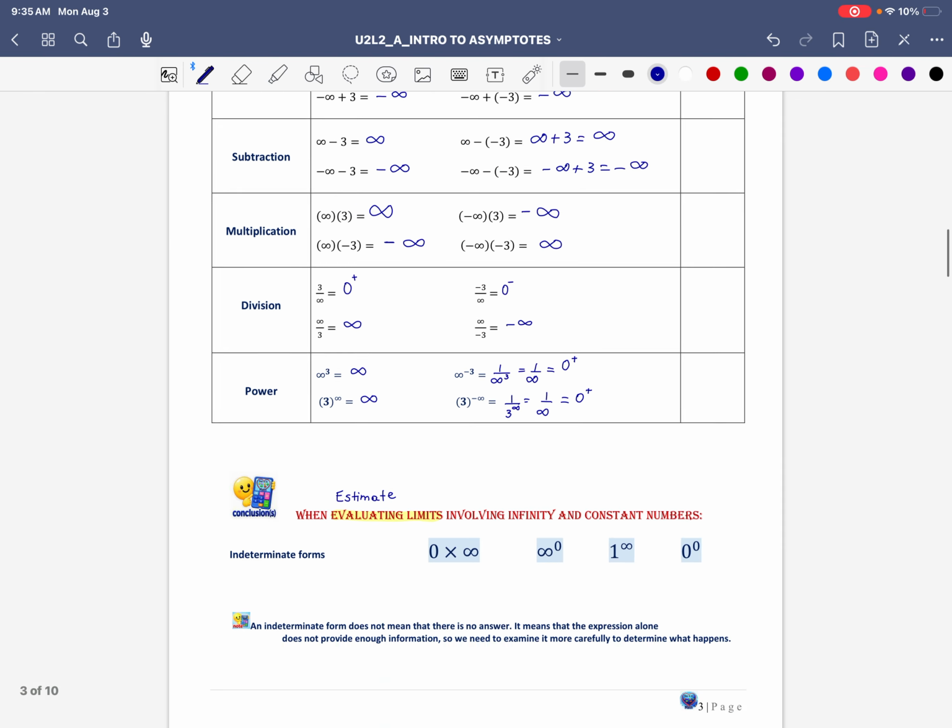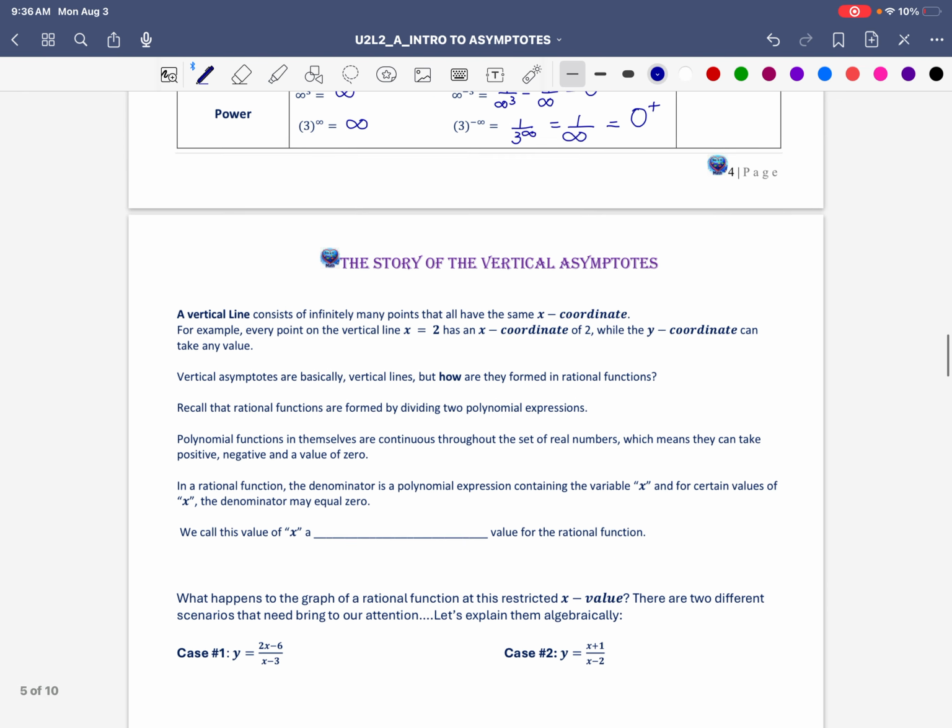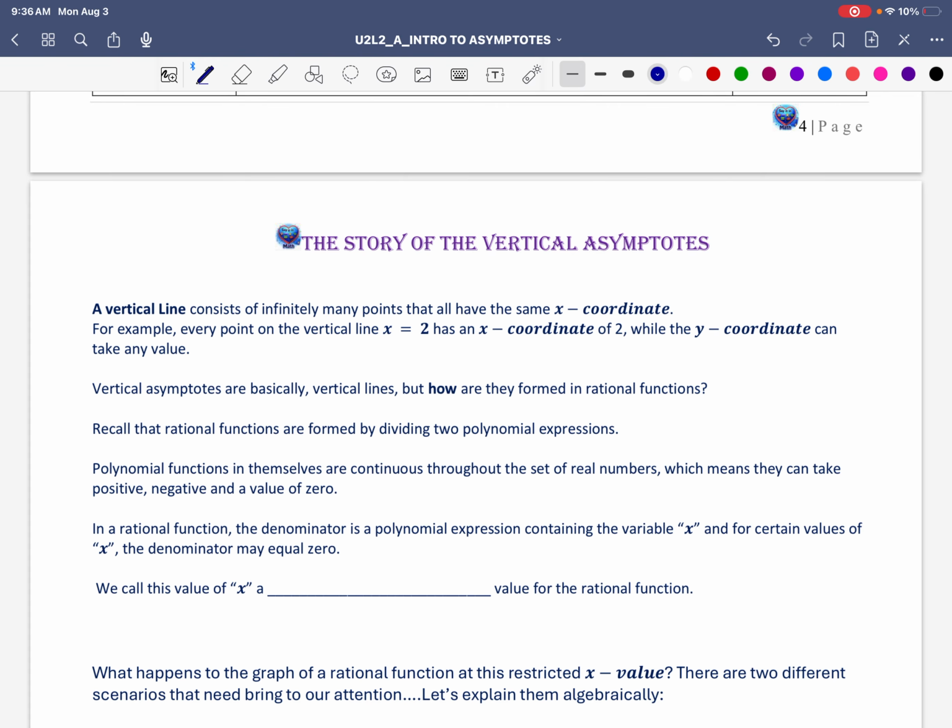So this is all we wanted to discuss about the special numbers, and this is in preparation of discussing the horizontal and vertical asymptotes in rational functions, which I will explain in the next video.